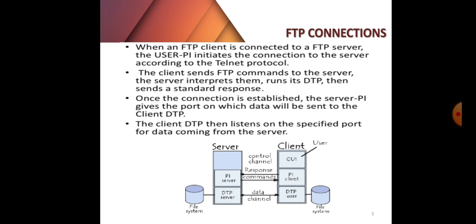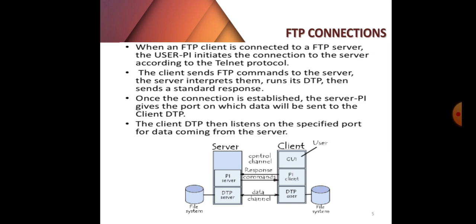The diagram shows the different components involved in establishing this connection. When an FTP client needs to connect with a server or a remote machine, the user interface and the protocol interpreter initiate the connection to the server. If it is a remote machine, that is done with the help of the Telnet protocol. The client sends an FTP command, or request, to establish a connection to the server.